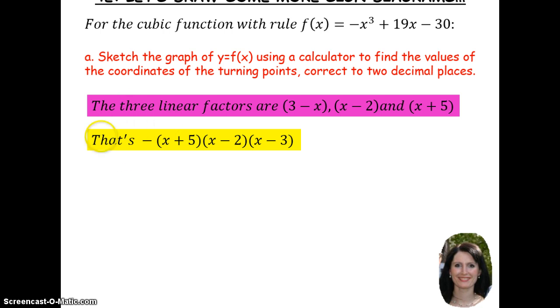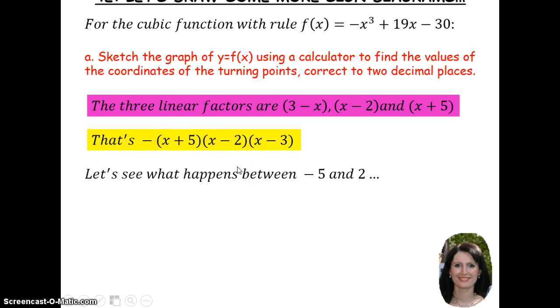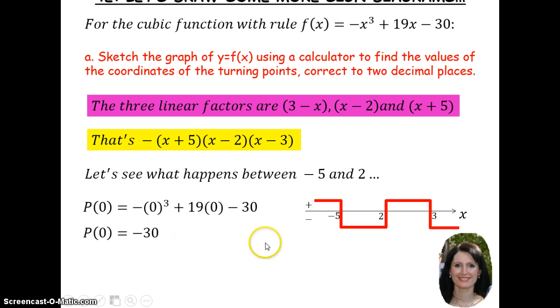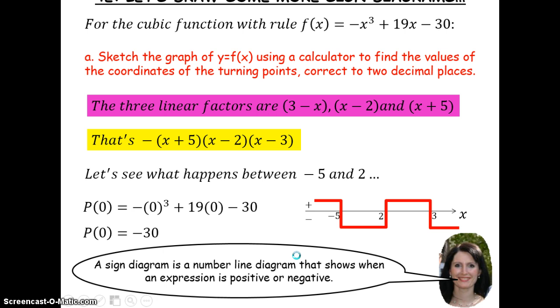What I can do is take the negative out so that I get x minus 3, because I don't want negative x in there. Then it's easy for me to see what my x values are. Let's see what happens between negative 5 and 2. When you put 0 in, you get a value of negative 30. That means that my y-intercept is at negative 30. It also means that between negative 5 and 2, the values are negative. I also could have known that because there is a negative outside the equation there. So there's the sign diagram.